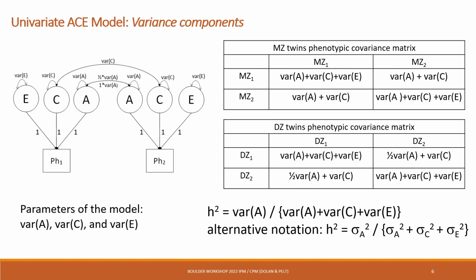And on the right, you can see the expected covariance matrix in the MZ twins, the monozygotic twins, and at the bottom, the dizygotic twins. Under those matrices, you can see that I've expressed the standardized additive genetic variance, the narrow sense heritability, which is the additive genetic variance divided by the total variance. And you can express that with 2 different notations, depending on how you want to express the variance of A, var A or sigma A squared.